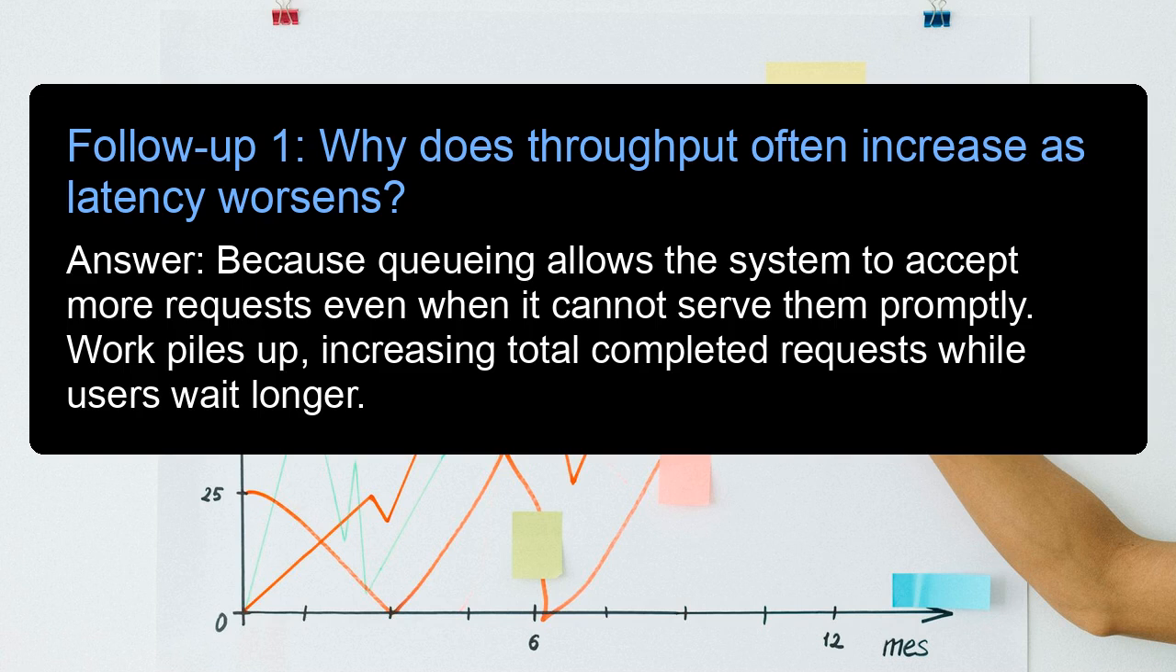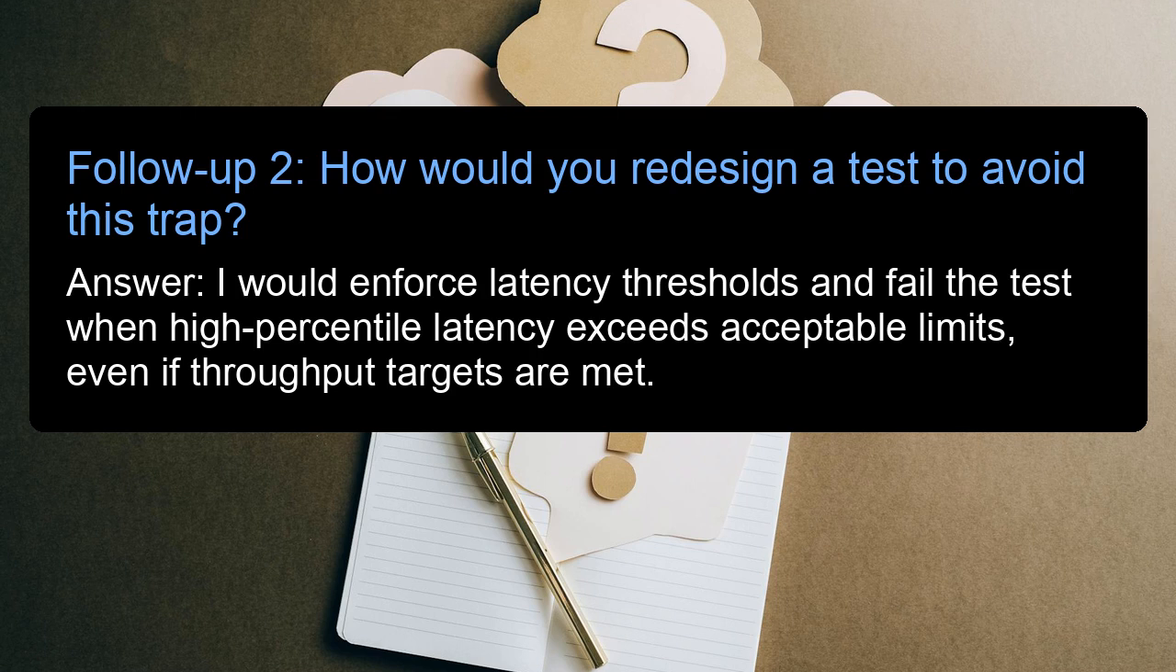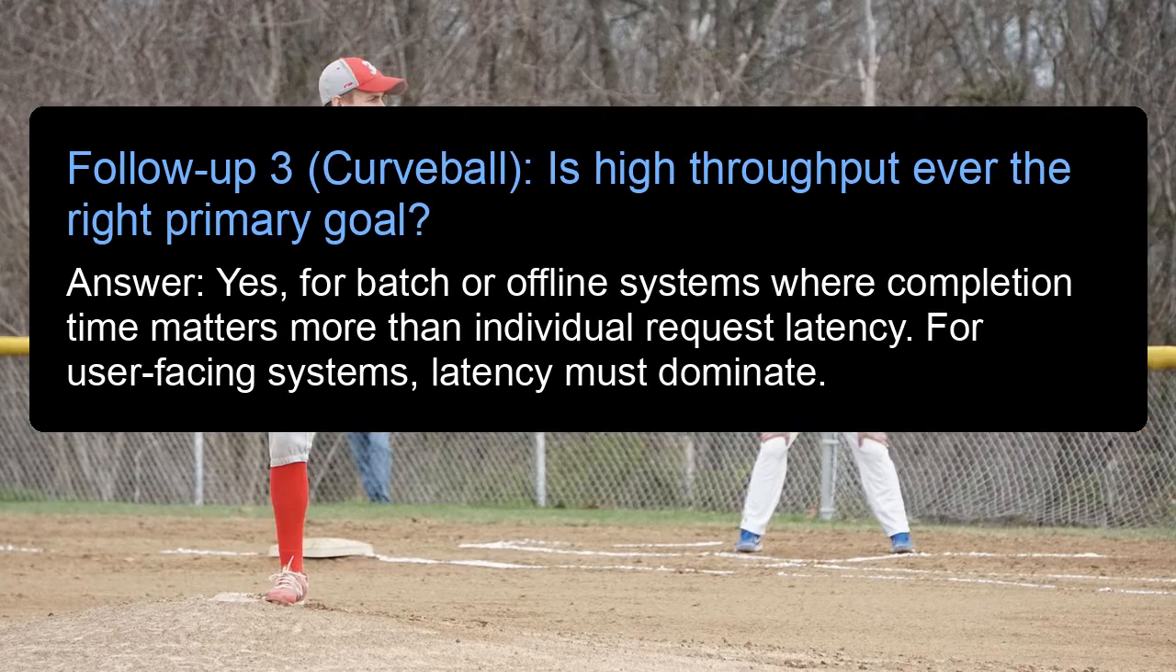Follow-up 1. Why does throughput often increase as latency worsens? Answer: because queuing allows the system to accept more requests even when it cannot serve them promptly. Work piles up, increasing total completed requests while users wait longer. Follow-up 2. How would you redesign a test to avoid this trap? Answer: I would enforce latency thresholds and fail the test when high percentile latency exceeds acceptable limits, even if throughput targets are met.